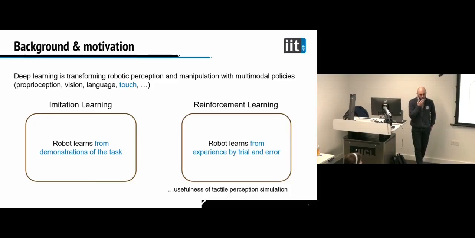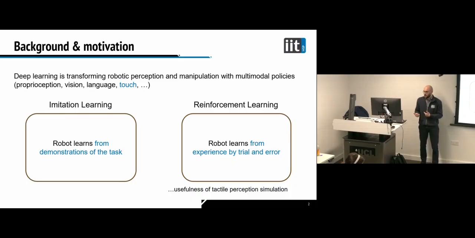There are two main paradigms of robot learning: imitation learning and reinforcement learning. In imitation learning, the robot learns from demonstrations of the task, while in reinforcement learning, the robot learns from experience by trial and error. Typically, with imitation learning, you collect the demonstrations with teleoperation, and with 10 to 50 demonstrations, you can have a good performance. The downside is that collecting demonstrations can be expensive and time-consuming.